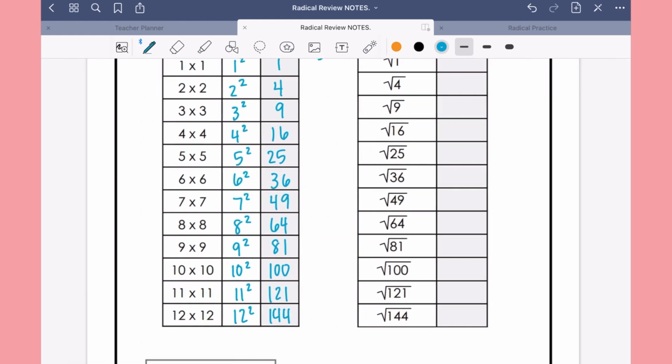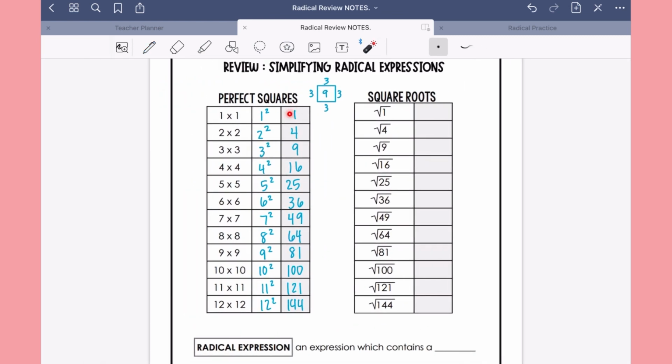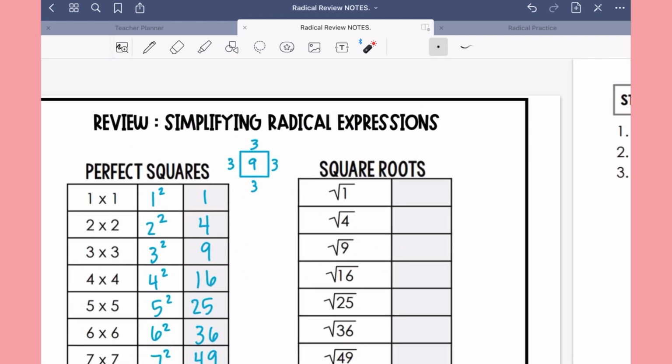So all of these are my perfect squares. 1, 4, 9, 16, 25, 36, 49. All of these right here, okay? And I could keep going. 13 squared, 14 squared, it keeps going, right? But now let's go backwards.